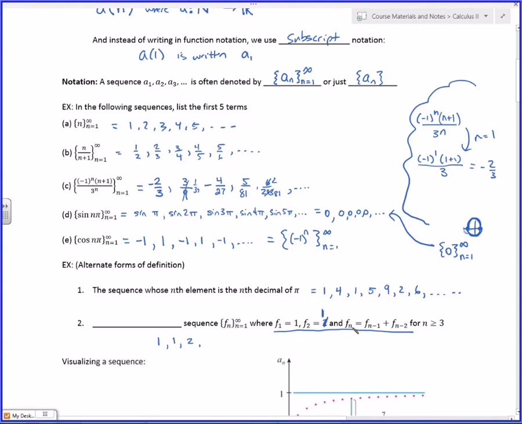F3, we did F4. Now is F3 plus F2. So F3 plus F2 is 3, and then add the previous 2. Add the previous 2. Previous 2. 21. Have you ever seen this sequence before?